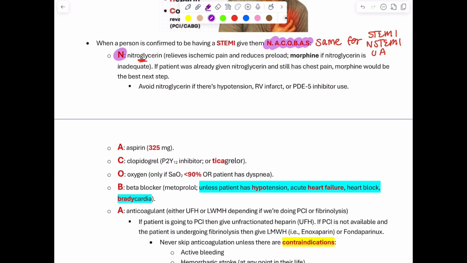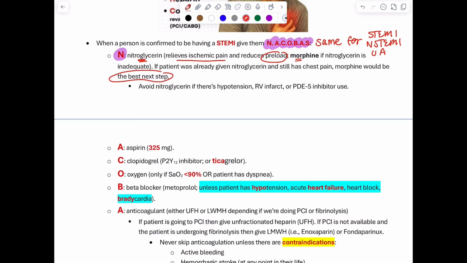So know why you're giving nitroglycerin. Nitroglycerin is to reduce pain and reduces preload. If you give nitroglycerin, you give everything else, and the patient is in so much pain still, you give them morphine, okay? And honestly, that would be the next step.